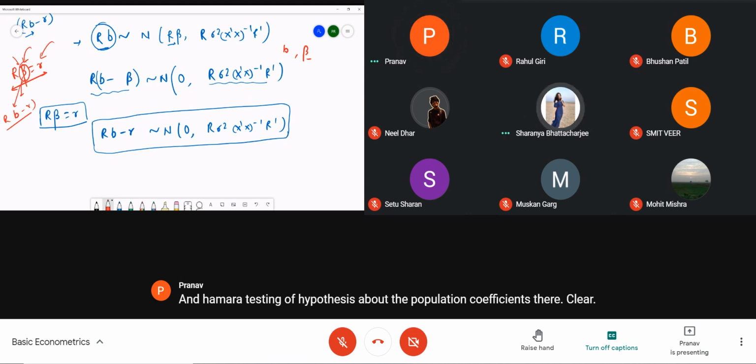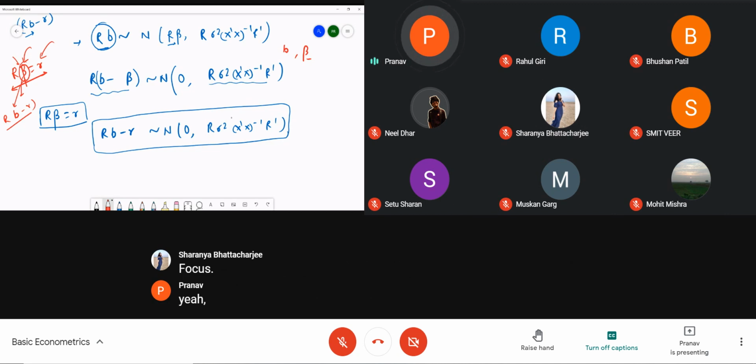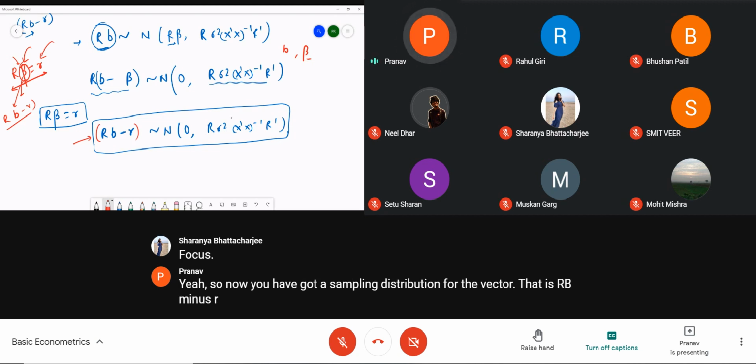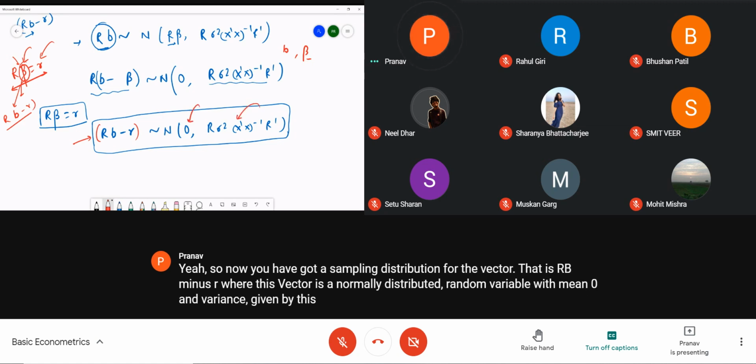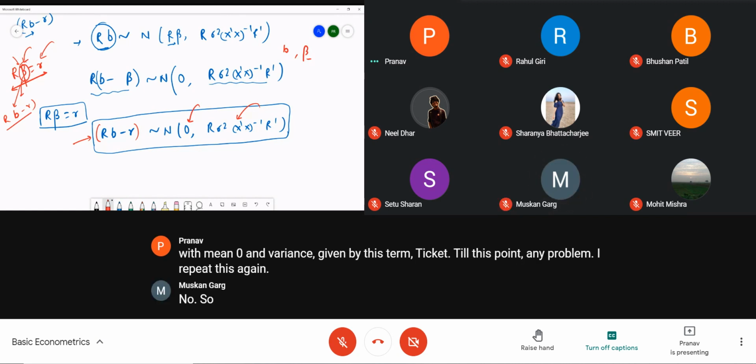Clear? Okay, sir. Yeah. So now you have got a sampling distribution for the vector, that is RB minus R, where this vector is a normally distributed random variable with mean 0 and variance given by this term. Okay? Till this point, any problem? I'll repeat this again. No, sir. आगे बढ़ूं? Yeah.